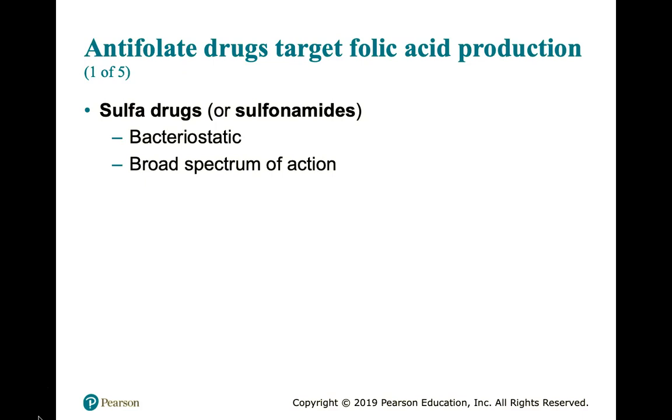Antifolate drugs basically target folic acid production. When it comes to folic acid production, we can use sulfa drugs. I do expect you to know that sulfa drugs target folic acid production, which is a B vitamin. Sulfa drugs are bacteriostatic and they are broad spectrum.